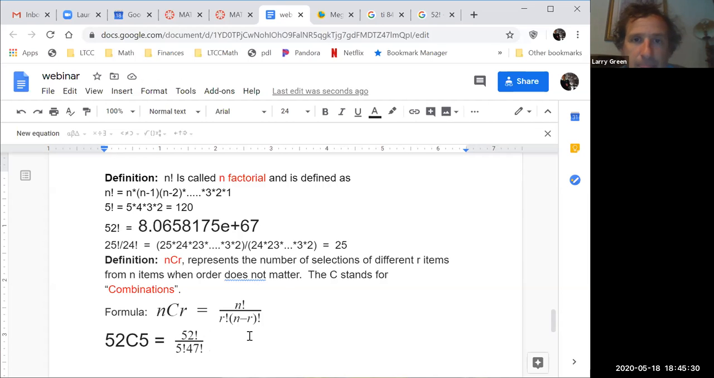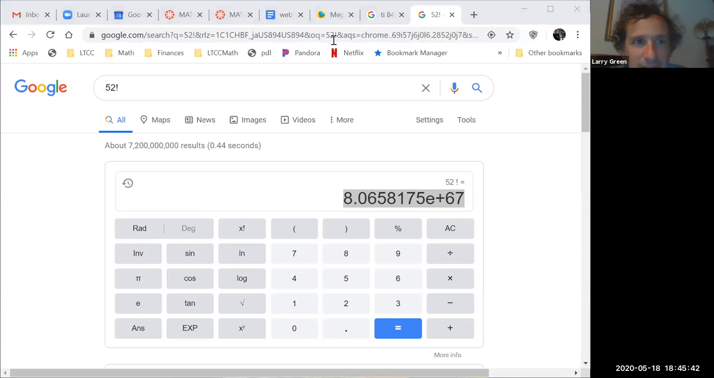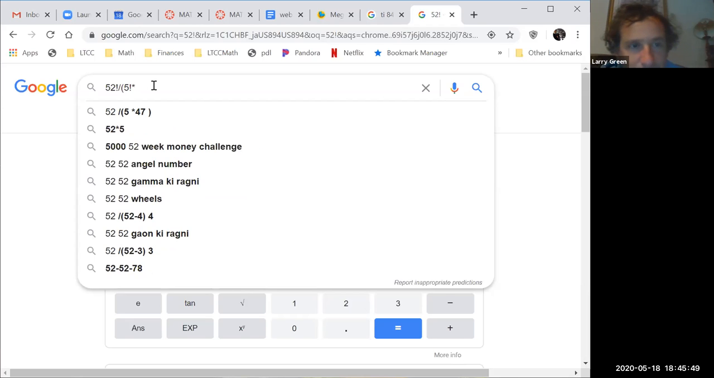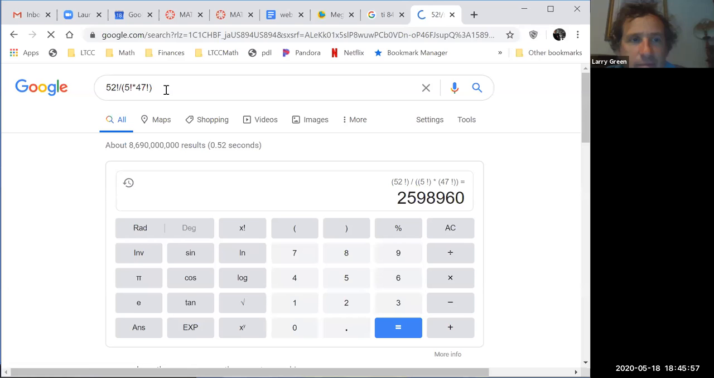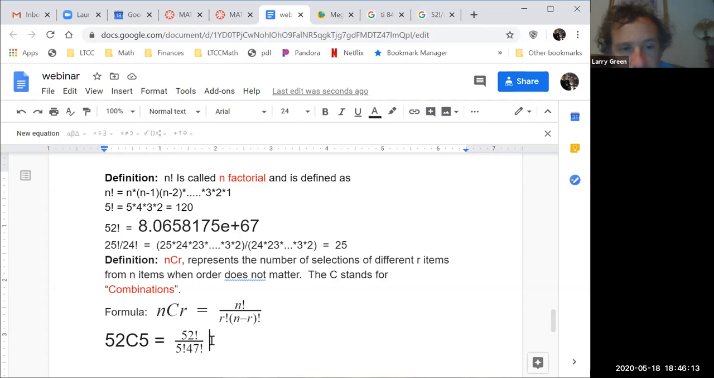Any questions on that? Okay, so let me show you the hard way of doing it. This isn't even going to look that hard, but I'm going to do it anyway. So if we go 52 factorial divided by 5 factorial times 47 factorial, you get a little more than 2.5 million. Any questions on that? That wasn't even that hard, was it? But it turns out there's an easier way. By the way, there's a little more than 2.5 million different poker hands.